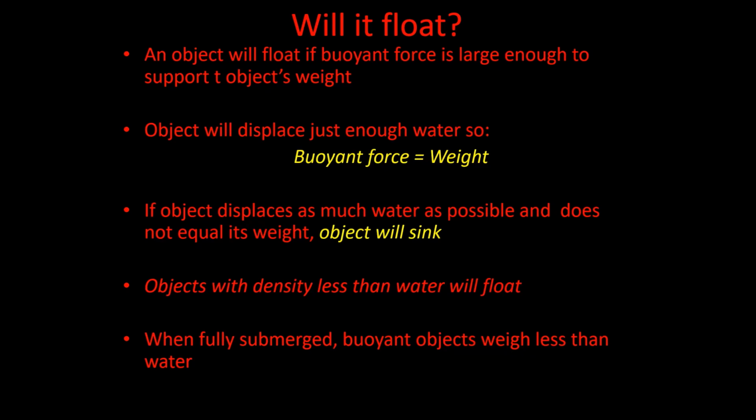Another effect is that when an object is fully submerged, buoyant objects will weigh a little less in water than they will when they're on dry land. You can see this effect if you put a very heavy object underwater, even a person, and then you can lift them much more easily underwater due to the buoyant force. Get them to the surface of the water, and they become much heavier.